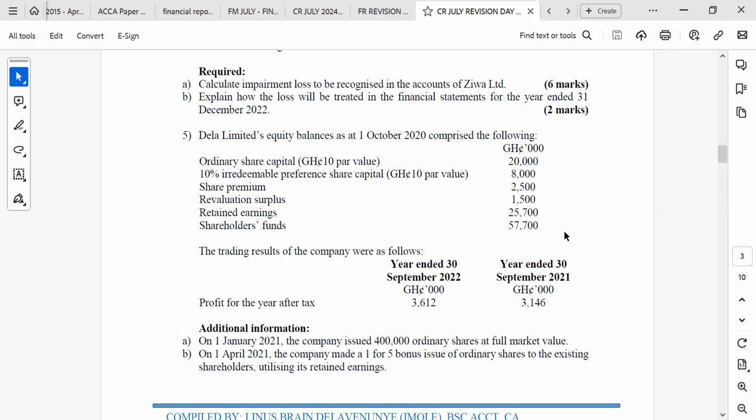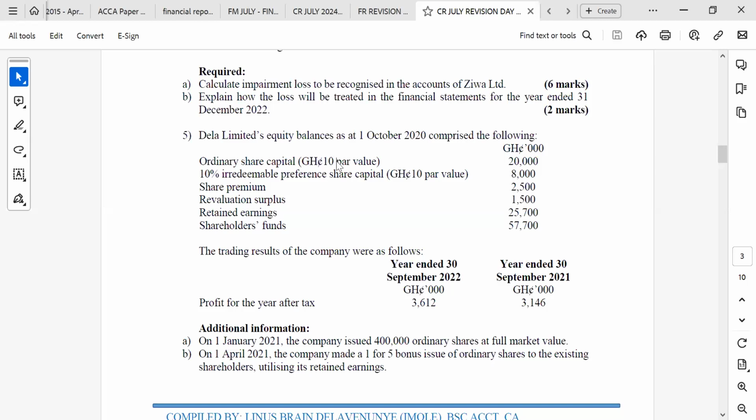$400,000. How are you getting the 400,000? No, the 400,000. That's 2,000 shares. Okay, that will be 2,000 shares. At the start of the year, our ordinary share capital is 20,000 at 10 cedi. 20,000 is a value. Divided by 10, 2,000. Okay, that will be 2,000, isn't it?